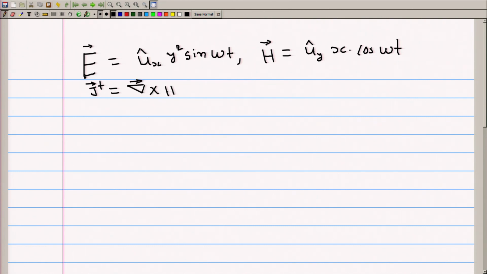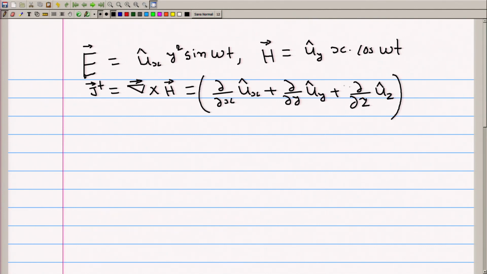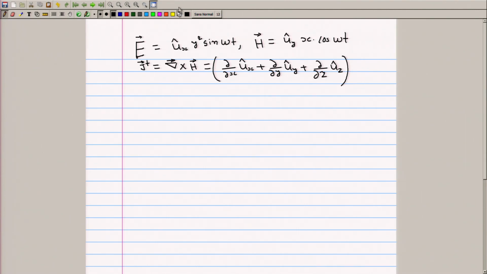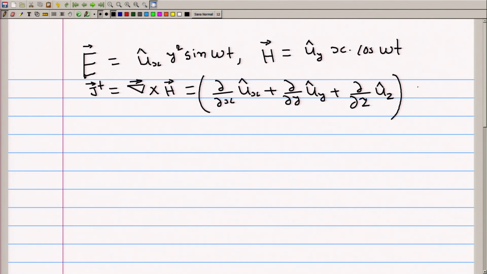del cross H, and del in rectangular coordinates can be written as del by del x ux plus del by del y uy plus del by del z uz, and this is crossed with H. Here Hy is uy x cos omega t. So, here we have ux cross uy.